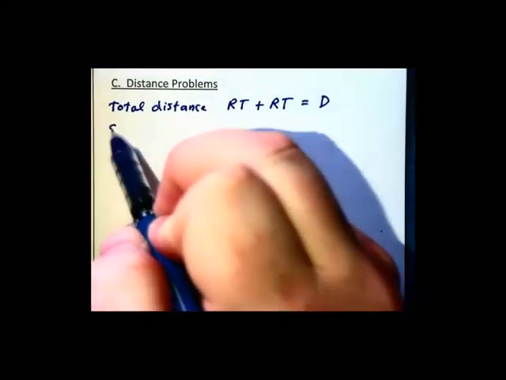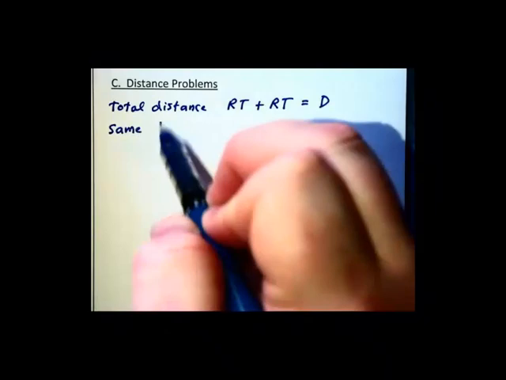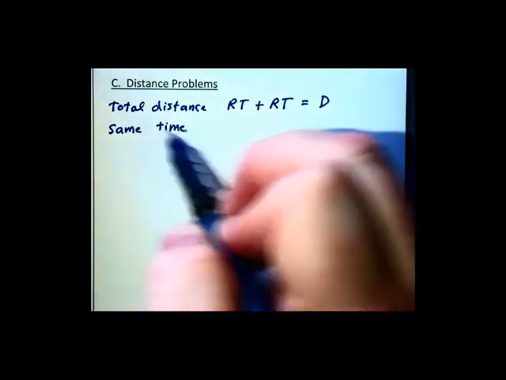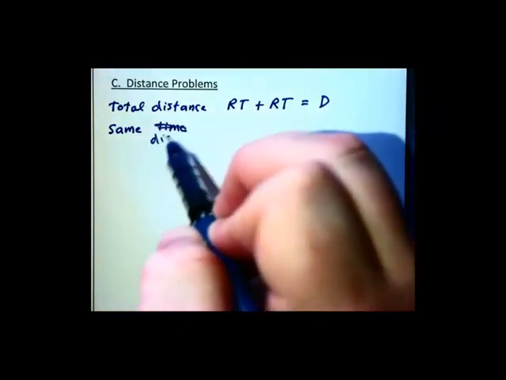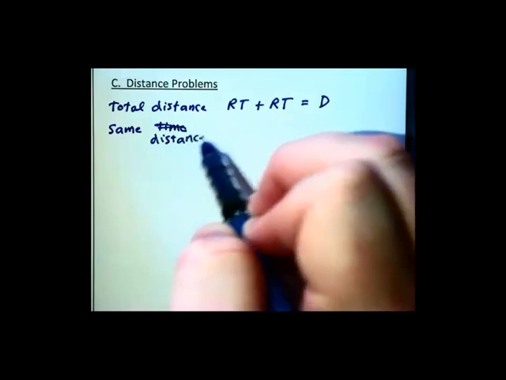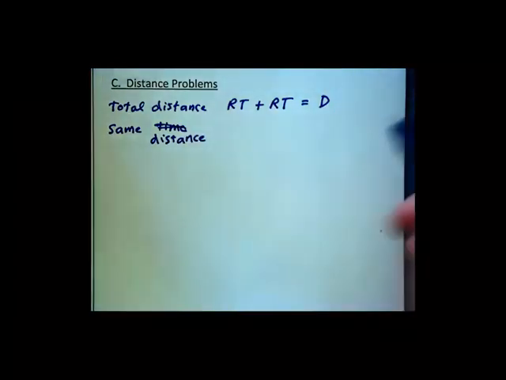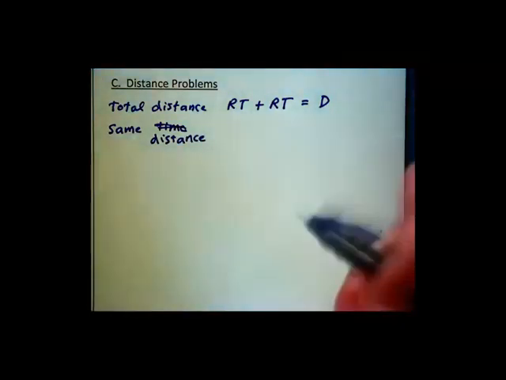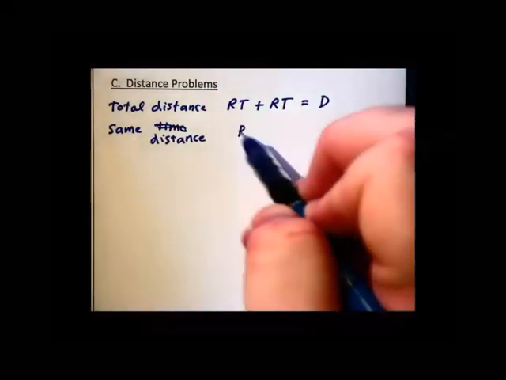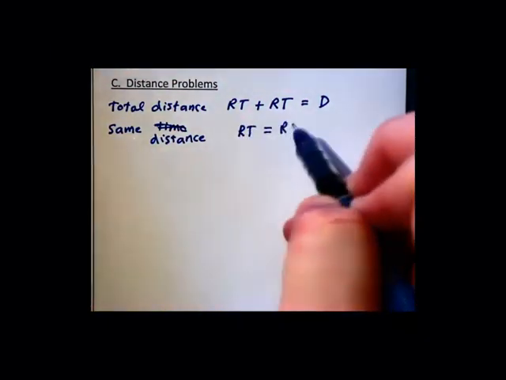We've also had some problems that involve the same distance. We're about to get to the same time. And that's where we have either someone catching up or overtaking another vehicle or a return trip. In that case, we've gone RT equals RT.